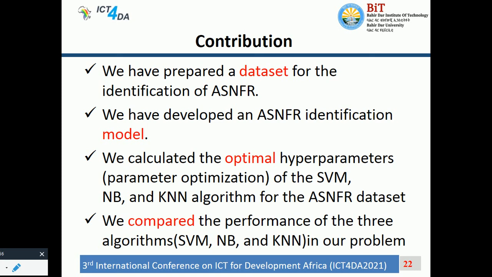We think we contribute the following in this paper. We have prepared a dataset for the identification of architecturally significant non-functional requirements. We have developed an identification model for architecturally significant non-functional requirements, and we calculated the optimal, best performing hyperparameters for SVM, NB, and KNN using our dataset. We also compared the performance of the three algorithms, SVM, NB, and KNN, on our problem.